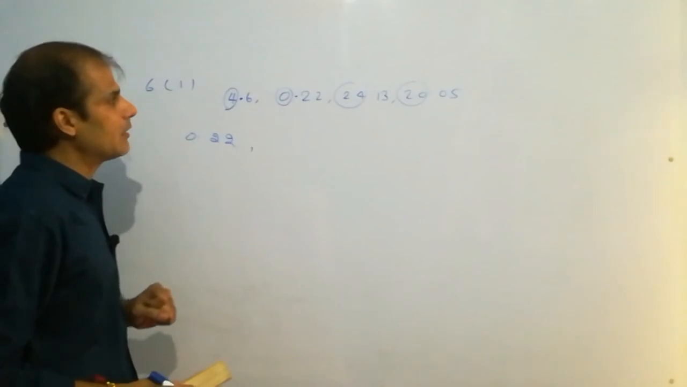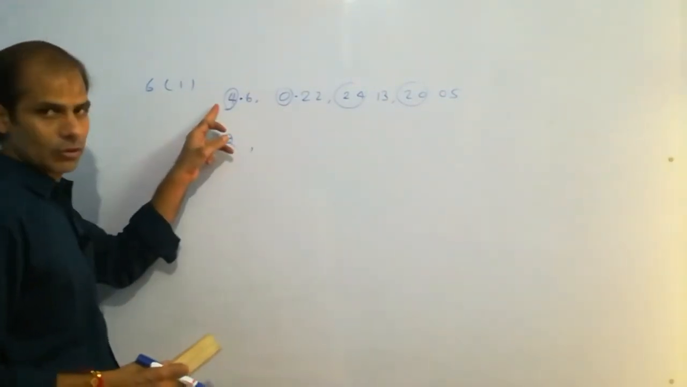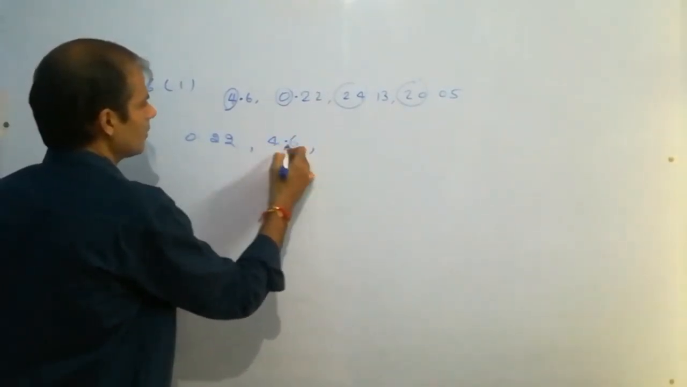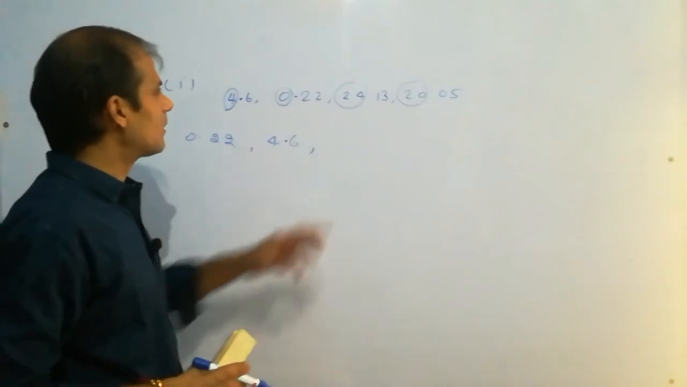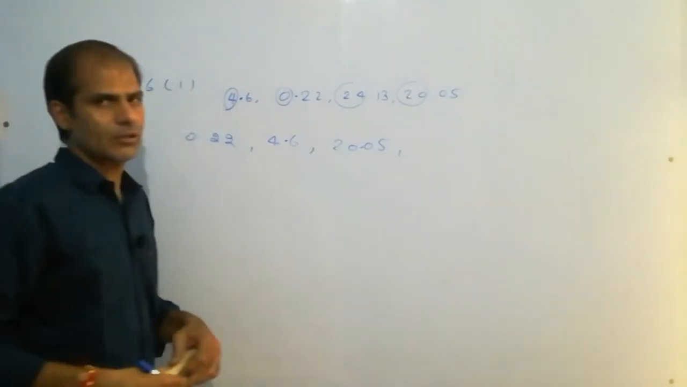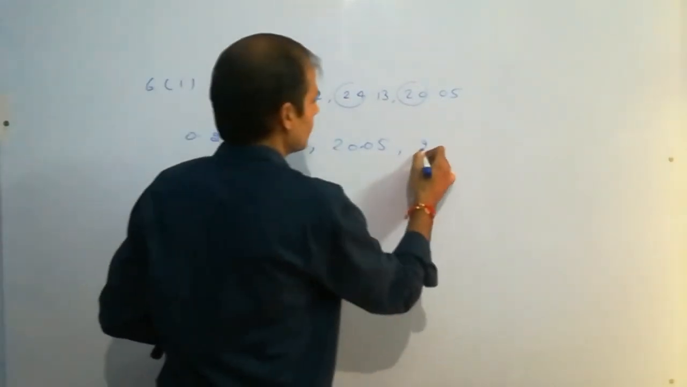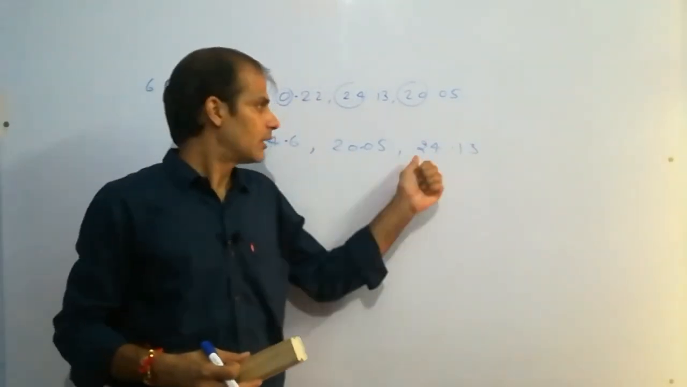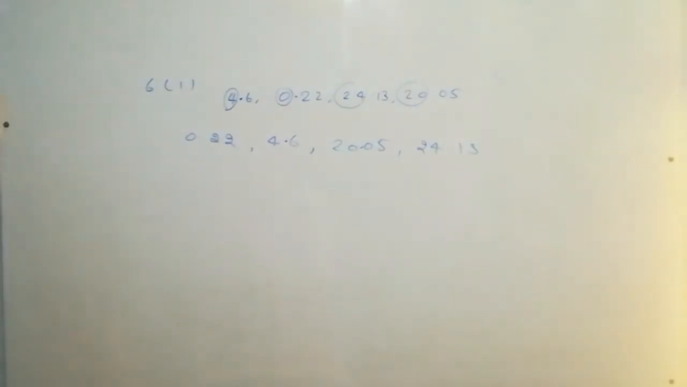Which is the next bigger integer than 0? Next bigger is 4. So the next higher decimal number is 4.6. Which is the next bigger integer? 20. So we write 20.05 and the highest will be 24. It is 24.13. Okay students, so the answer of sixth question of exercise 3.1 is 0.22, 4.6, 20.05 and 24.13.